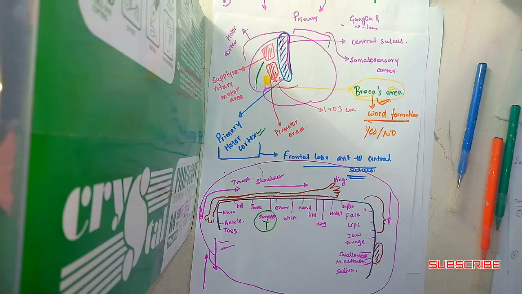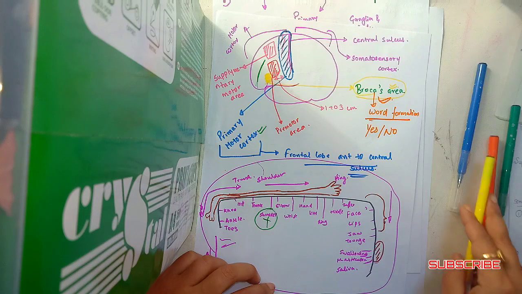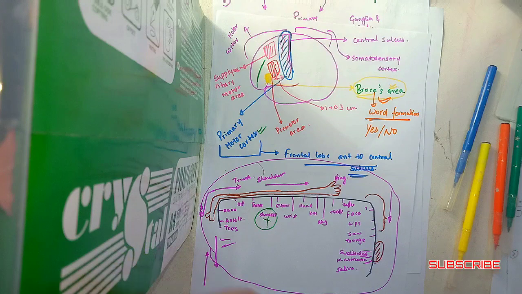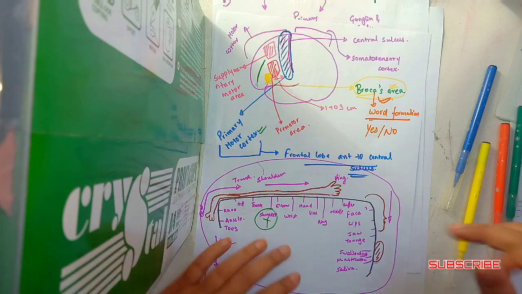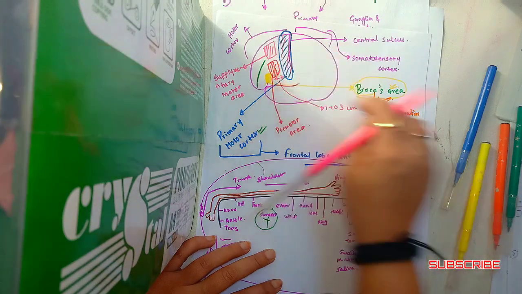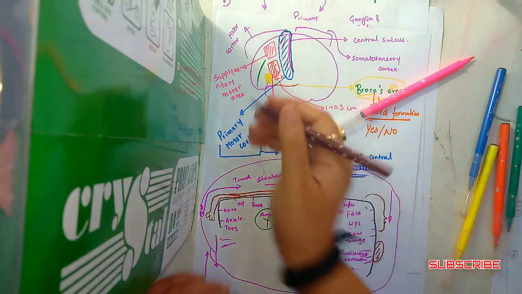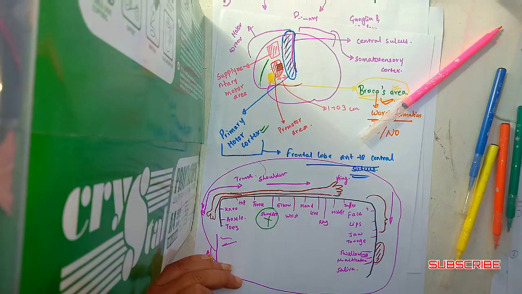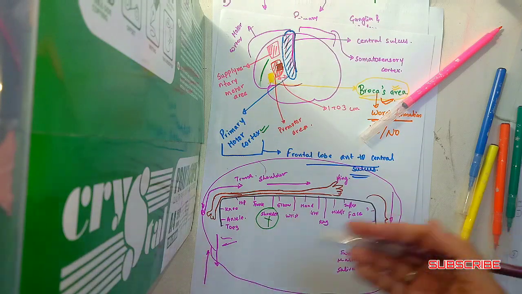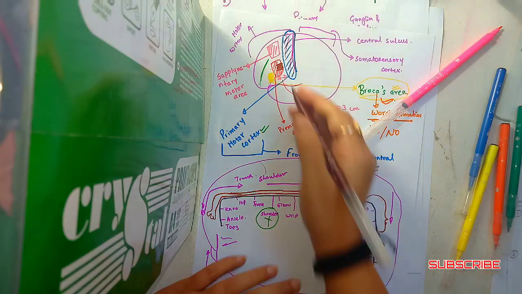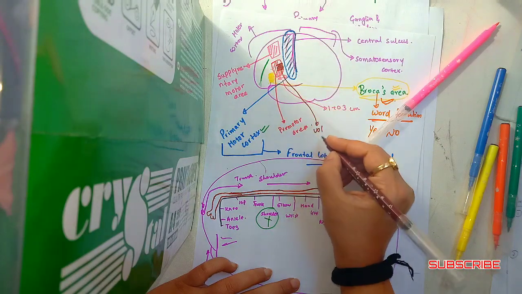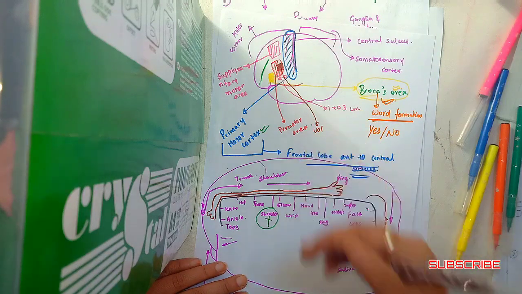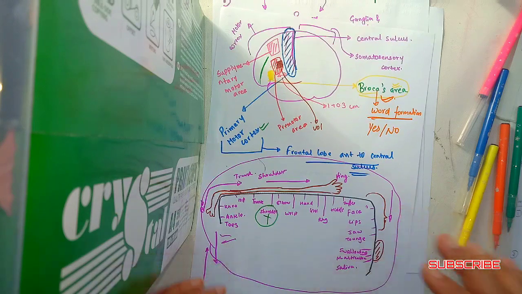Then the second, which is known as voluntary eye movement. This will be found near the premotor cortex and anterior to the primary motor cortex here. If we have damage to this voluntary eye movement area, then voluntary control of the eye will not be there.